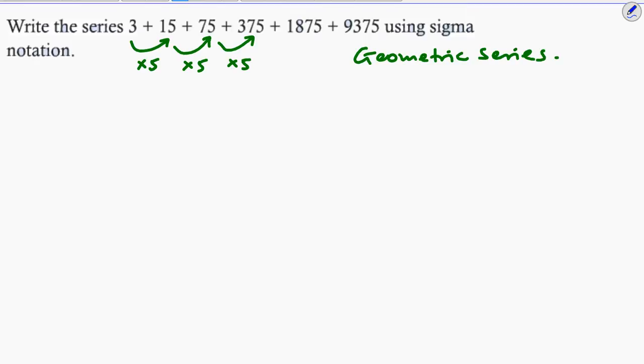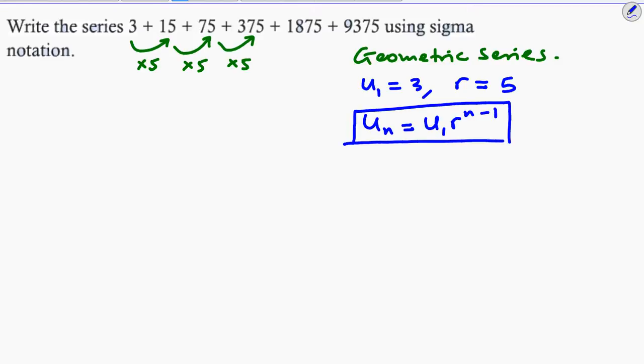Now, in this geometric series, the first term is 3, common ratio is 5, and therefore we can write the nth term. You know that the formula for the nth term of a geometric series is u1 r to the power n minus 1. So basically the nth term here will be, our first term is 3. Let me just write this. So our first term is 3 and our common ratio is 5 to the power n minus 1.